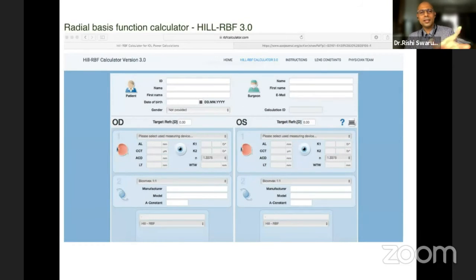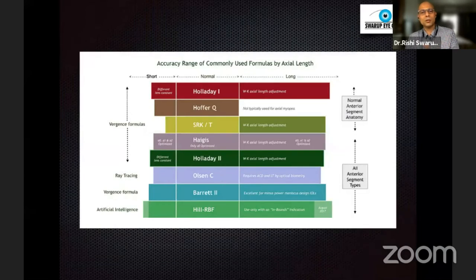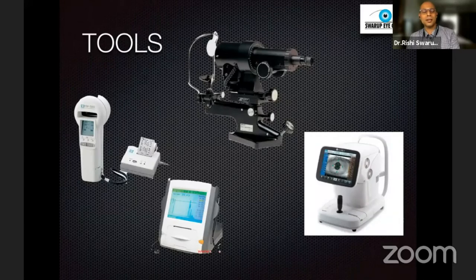Again, this is available online on these websites. The LADAS super formula is available on iolcalc.com. Earlier, there was that distinction that for short eyes and long eyes you have different formulas. Most of these newer formulas work very well for almost all axial lengths. Another new formula that has come into vogue recently is the Kane formula, which uses traditional theoretical optics along with big data techniques. So it's a combination of different techniques to give you very accurate results, as good as Universal 2 and Hill RBF.